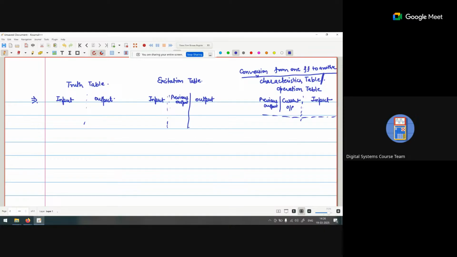Now we start with the SR flip-flop. Is the latch covered in your course or not? Yes, sir, the professor covered the latch. Okay, so we start with the SR latch.